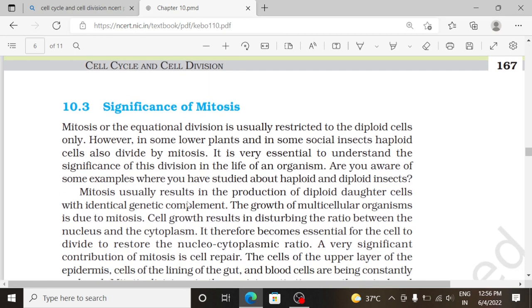Significance of mitosis. Mitosis, or the equational division, is usually restricted to the diploid cells only. However, in some lower plants and in some social insects, haploid cells also divide by mitosis. It is very essential to understand the significance of this division in the life of an organism. Are you aware of some examples where you have studied about haploid and diploid insects?